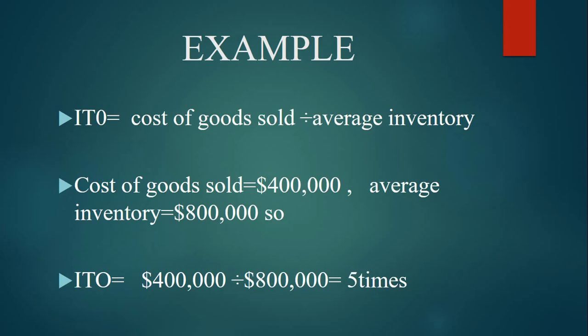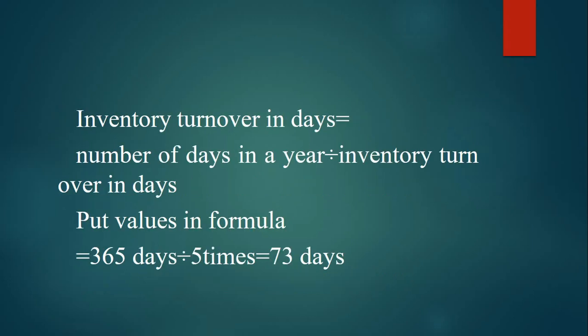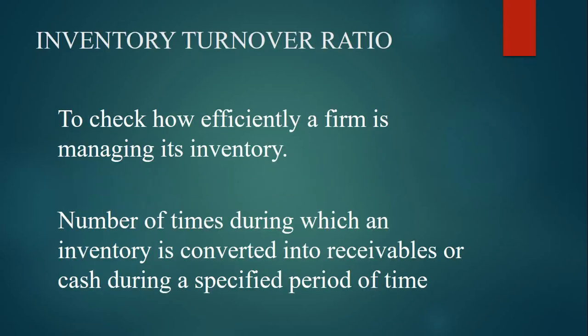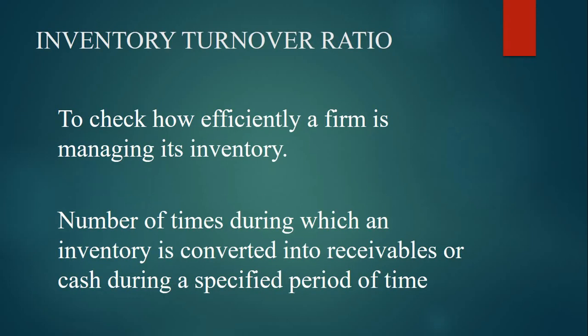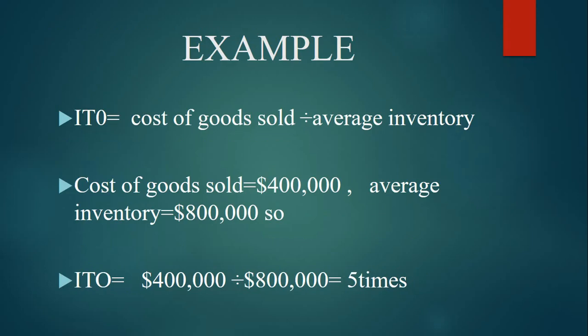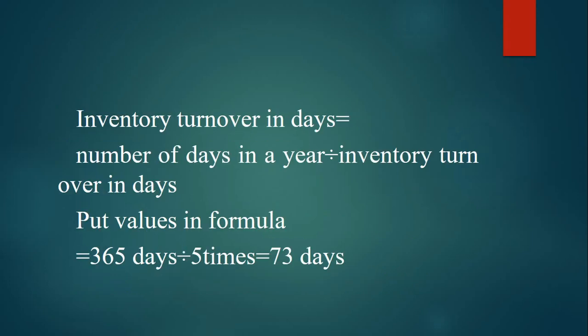So, go back to the slide. Number of times. It means 5 times an inventory is converted into receivables or cash during a specified period of time according to this example.